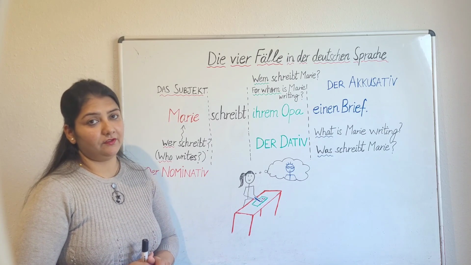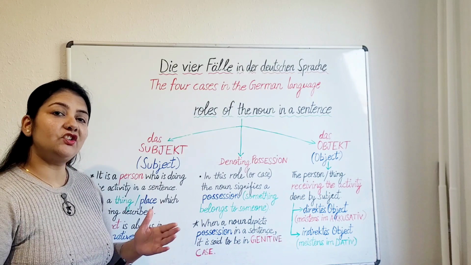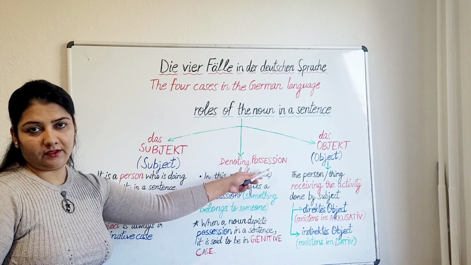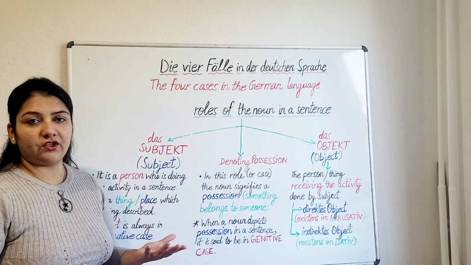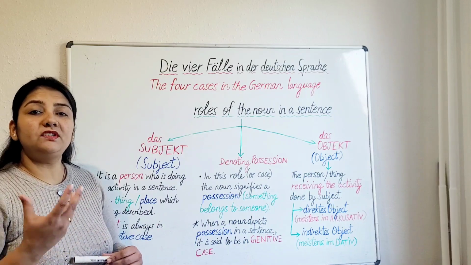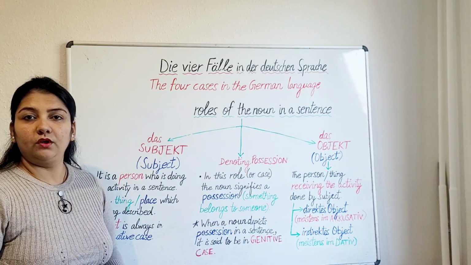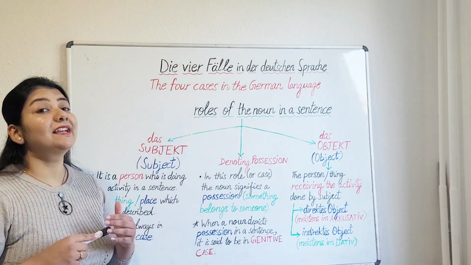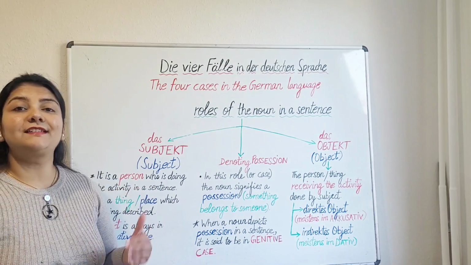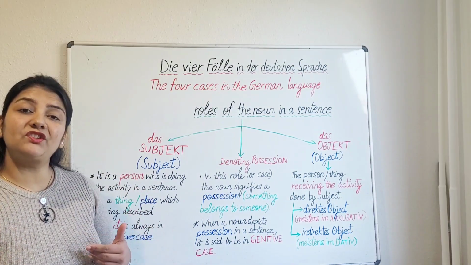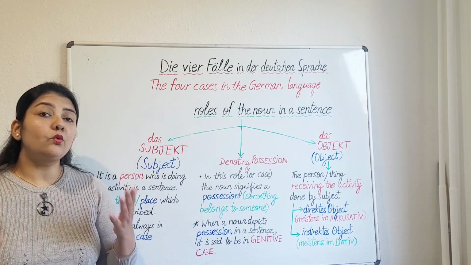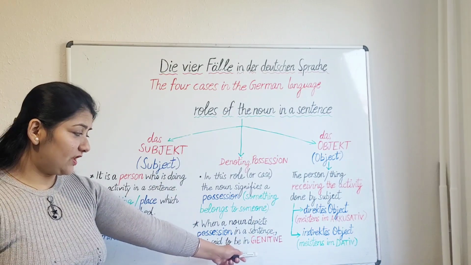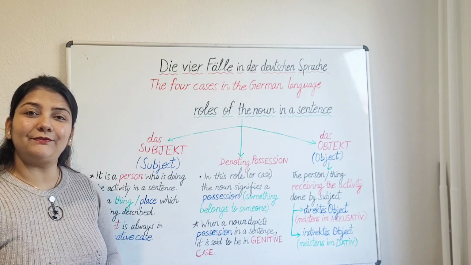der Dativ, right? Another role or function a noun can have in a sentence is denoting possession. What is possession? Possession means whom does a particular thing belong to. So it tells you who is the owner of a particular thing. Also, der Genitiv zeigt uns, wer ist der Besitzer von einer bestimmten Sache, right? So who is the owner of a particular thing? That is shown with the help of the case genitive oder der Genitiv.